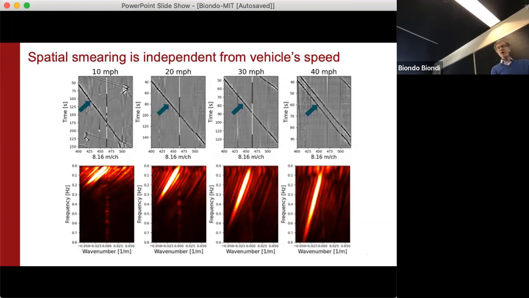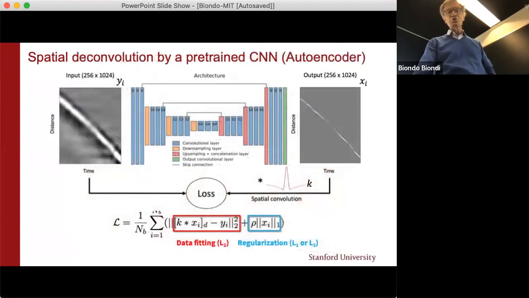There is a group in France that did the convolution in time, but the invariant is the signature in space, not the signature in time. And that is shown here: the same car going at four different velocities, and you see that the frequency changes, the faster the car the higher the frequency of the signal, but the wavelength, or the wave number, is not a function of the velocity. So you want to do the deconvolution in space, and you want to do it very efficiently.